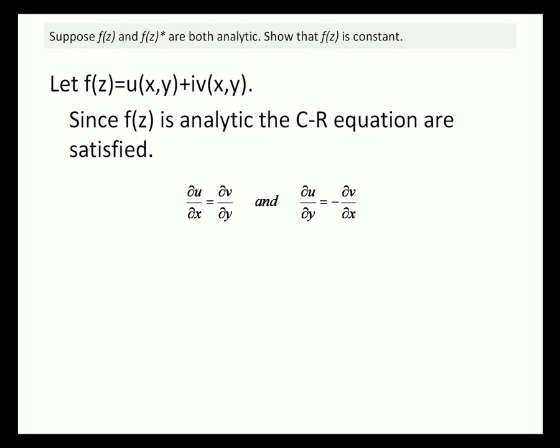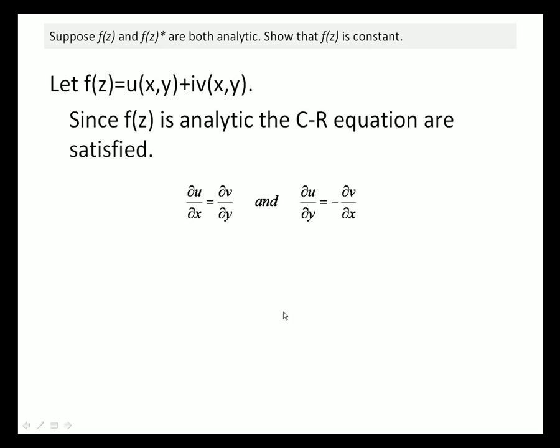We therefore get that u and v must satisfy the Cauchy-Riemann equations. This follows since f of z is analytic. This is always a good starting point if the only thing that you're told is that a particular function is analytic. Writing down the Cauchy-Riemann equations will often send you on your way to actually solving the problem.